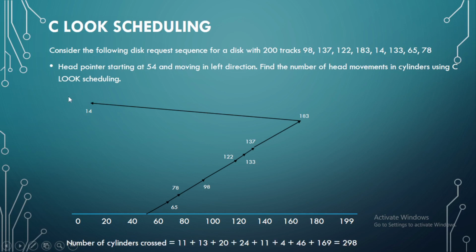Here we can find the number of cylinders crossed: from 54 to 183, and from 183 to 14, it will give you 290. So if you work more on these algorithms by attending more questions, then you will be able to answer the questions within a minute.